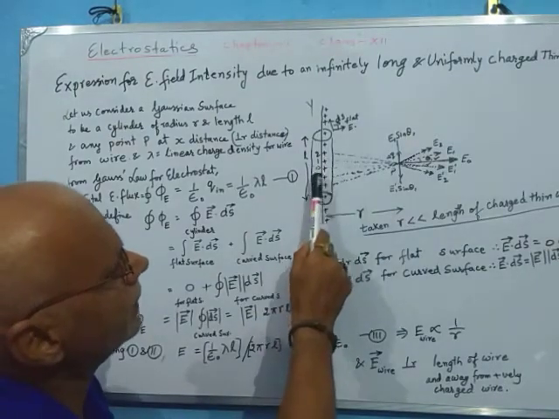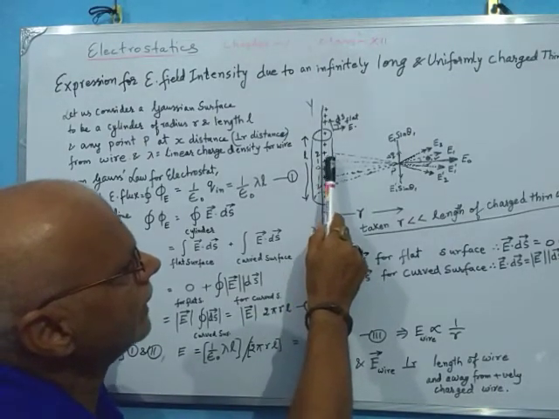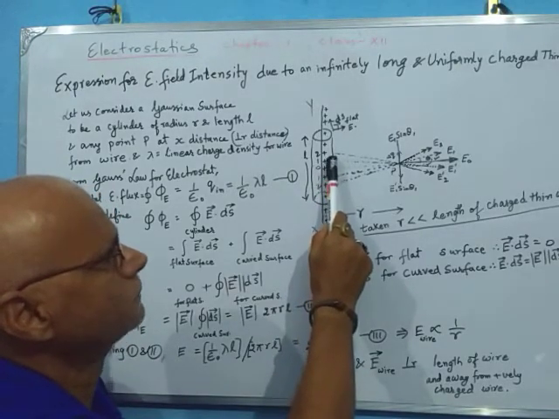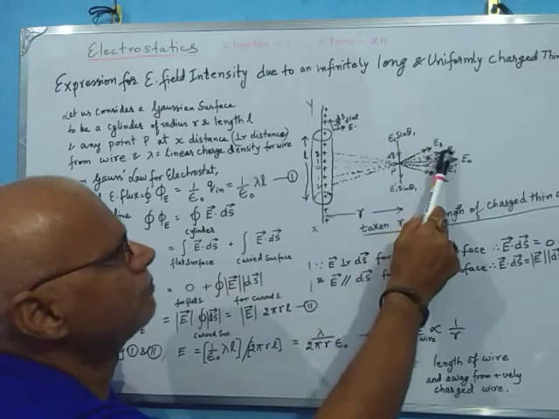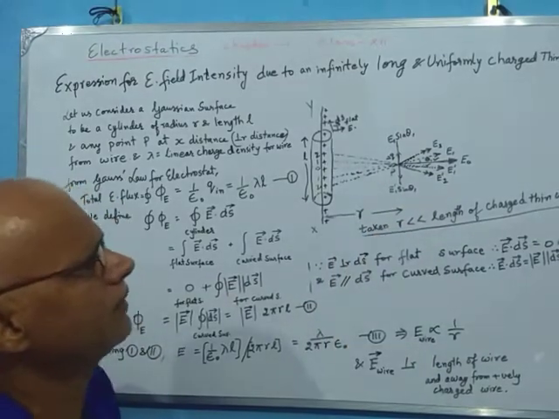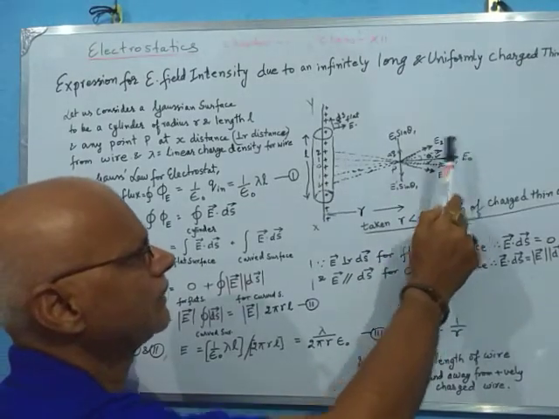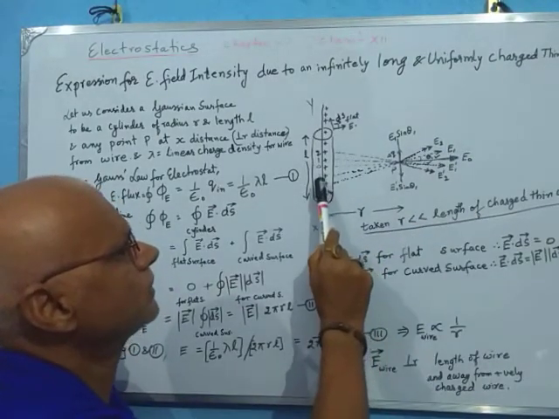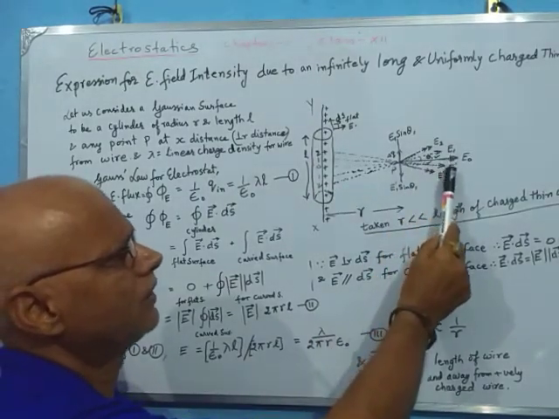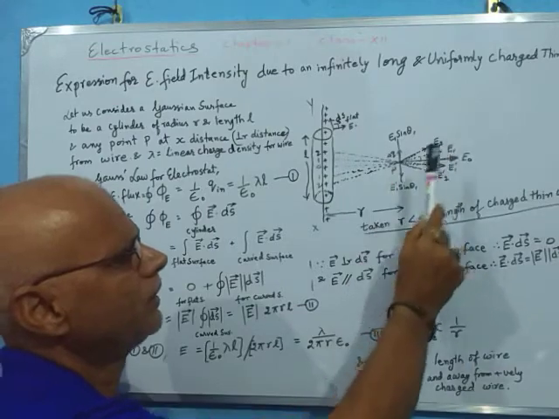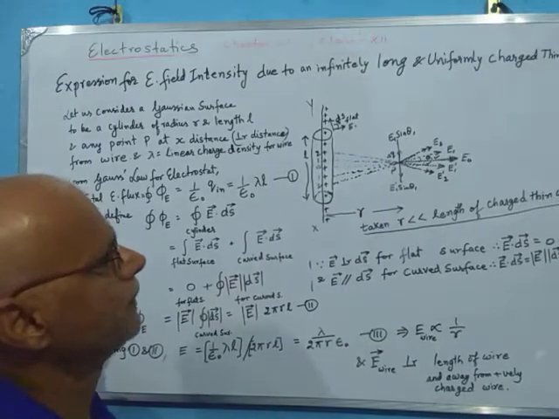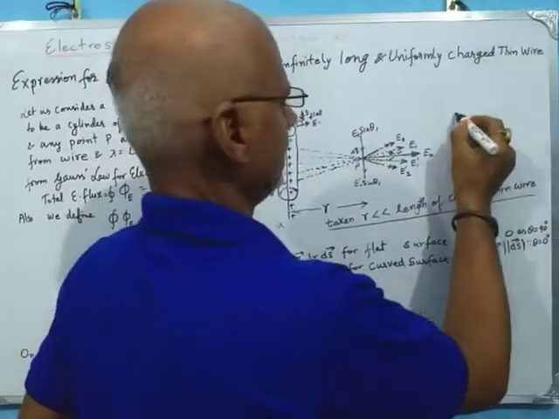Now for the upper part and lower part, if they are at equal distance from the central charge, then what will happen? They will also produce some electric field over here, but their electric fields will be in different directions due to the lower charge and upper charge. But the magnitude of these two electric fields will be equal because they are at the same distance from the point P. You can understand this case.